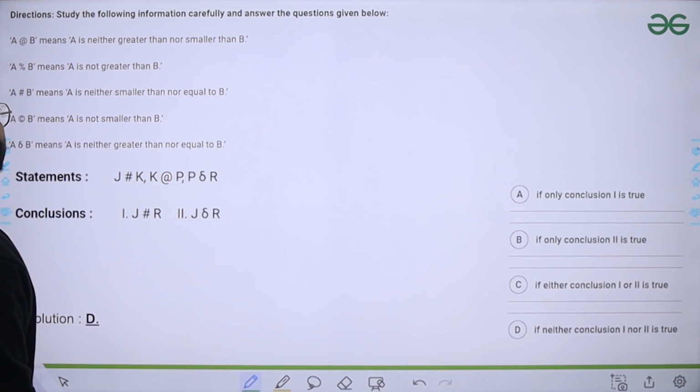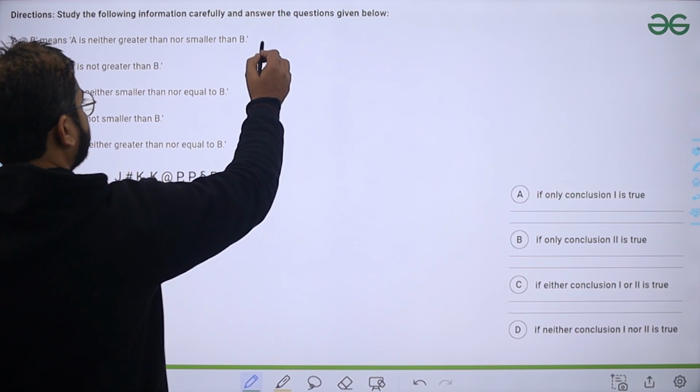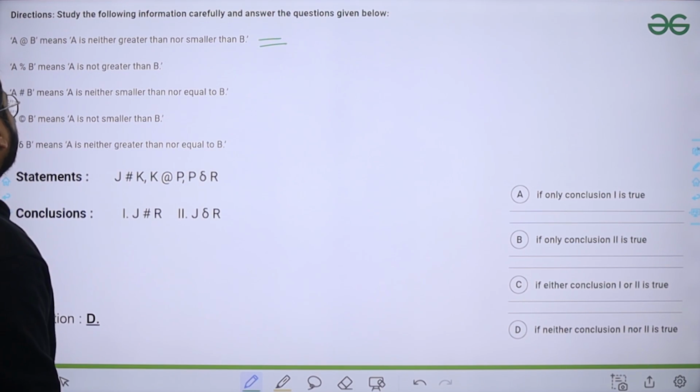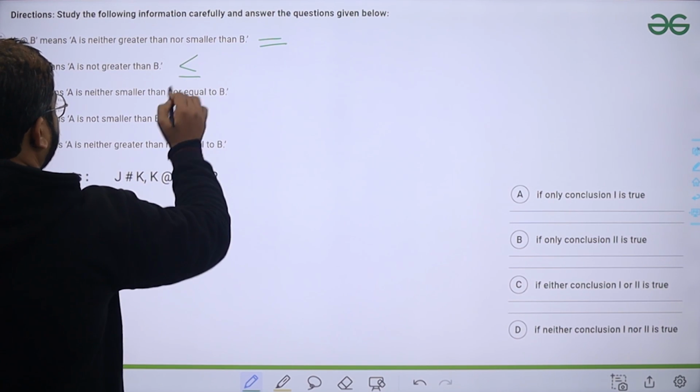And this one is the coded inequality. If A at the rate B is neither greater than nor smaller than, okay. So if it is neither greater than nor smaller than, it means what? Equal to. Is not greater than, okay. So it will be smaller than or equal to.